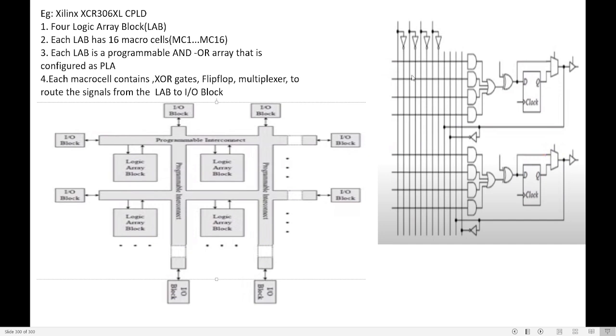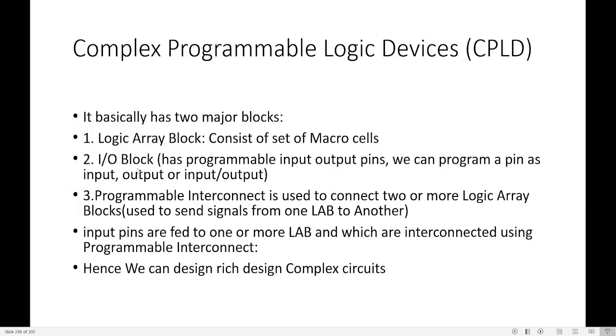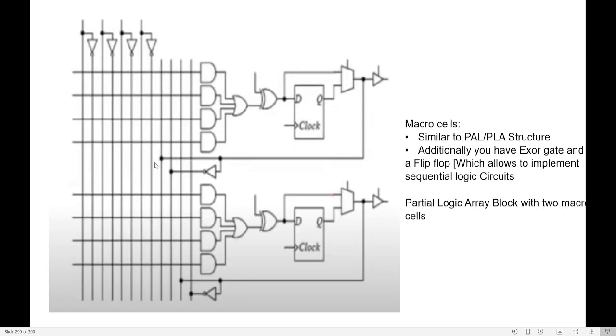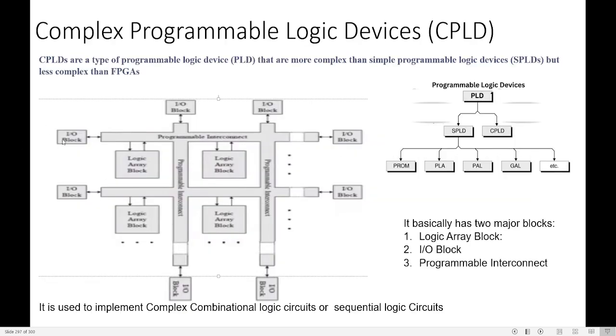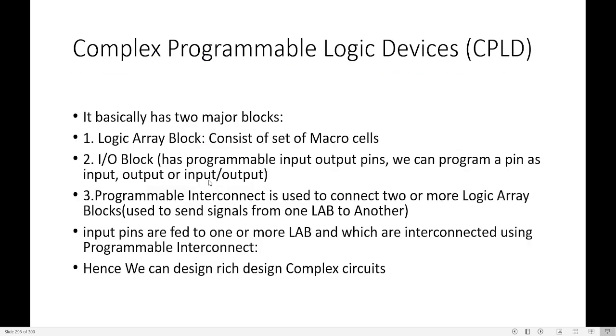Next, let us see the input output buffer. What is IO block? Input output block. If you see here, this is a block which has several pins. Each pin can act as either input or output. So IO blocks consist of several pins which act as input as well as output, or a pin can act both as input as well as output.